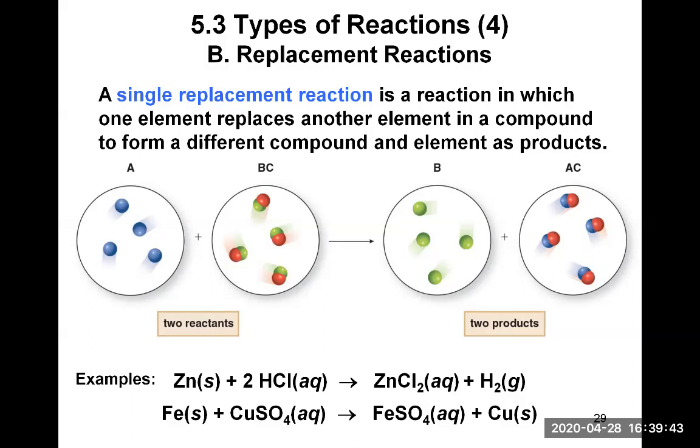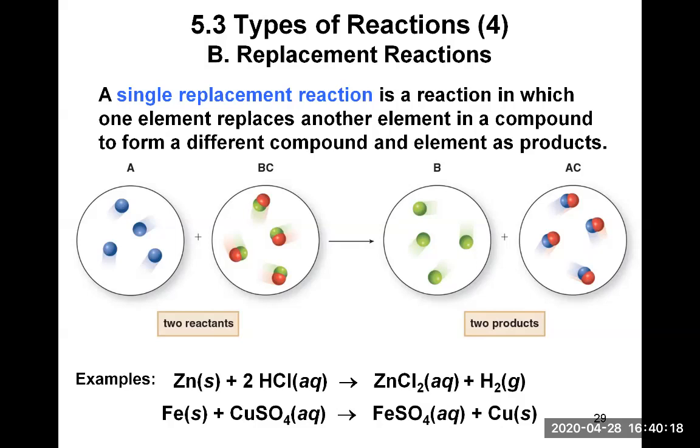If we look at the second example, we see the same feature where we have Fe, iron, as an element, combining with a compound, copper sulfate. The sulfate will drop the copper and take on the iron. And so on the right side, now you have iron sulfate, and the copper is by itself. So now copper is the element and the iron sulfate is the compound.